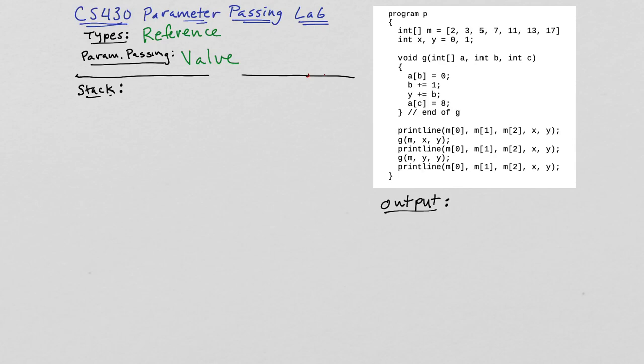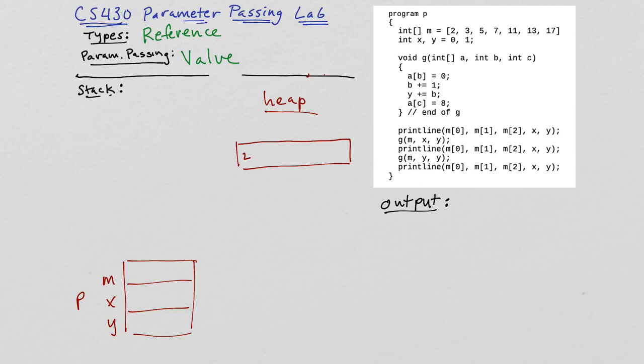To do this, we're going to need some heap space, because now we have reference types. So I can't just draw the stack anymore. To start off, the program P now looks a lot simpler, because M, X, and Y are now each references to wherever their heap objects are. So M is going to be some array, 2, 3, 5, 7, 11, 13, and 17, and it's a reference to that. All types are reference types here, so even the primitives, unlike Java. X is going to refer to some integer in memory in the heap, and Y is going to refer to some integer in memory, and so that's a reference, and that's a reference.